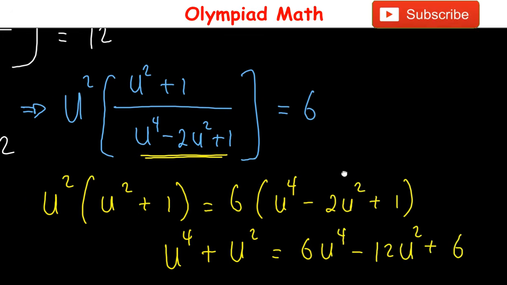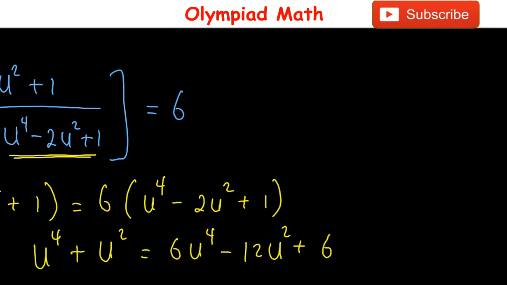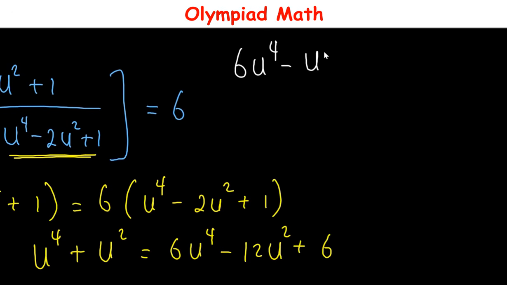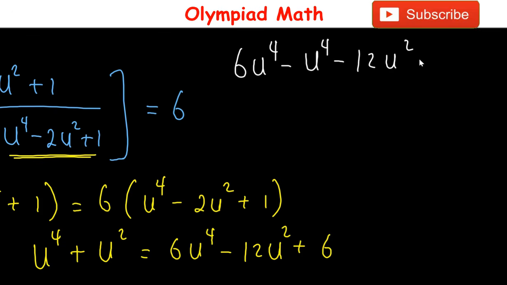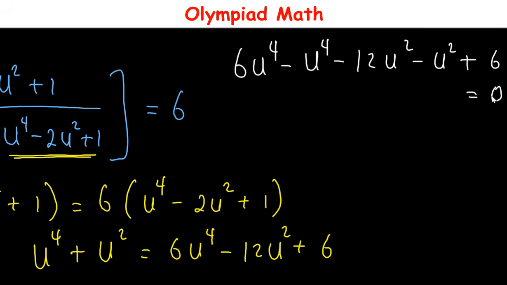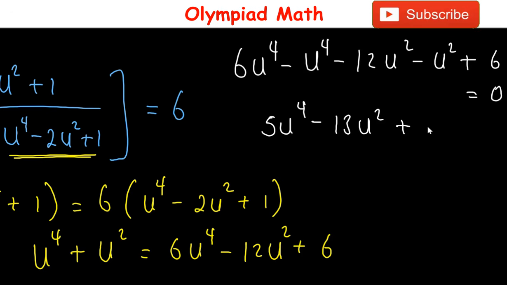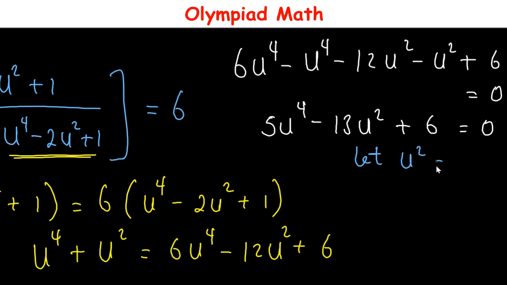Next, if we rearrange this equation, we have 6u^4 - u^4 - 12u^2 - u^2 + 6 = 0. So 6u^4 - u^4 is 5u^4, minus 13u^2, plus 6 equals 0. At this junction, we are going to let u^2 equal t.